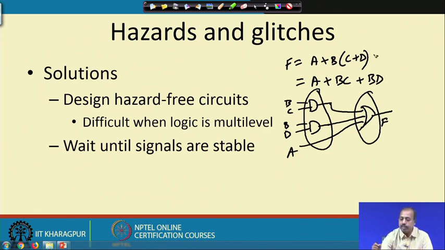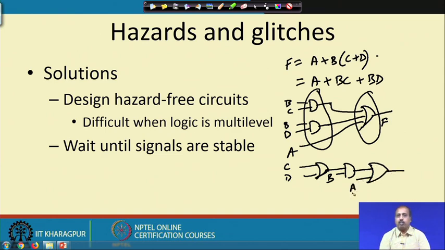Now it can also be realized like this. First we do an OR of C and D, this is C or D. This is ANDed with B, and then it is finally ORed with A. So this circuit has 3 levels, whereas the first circuit has 2 levels. These are multi-level circuits. Whatever we discuss with respect to hazards and glitches is valid for 2 level circuits. For multi-level circuits, it is very difficult to have the hazard problem solved.